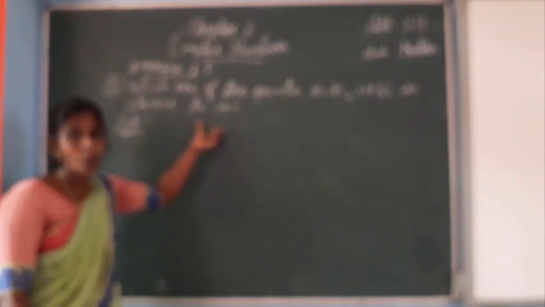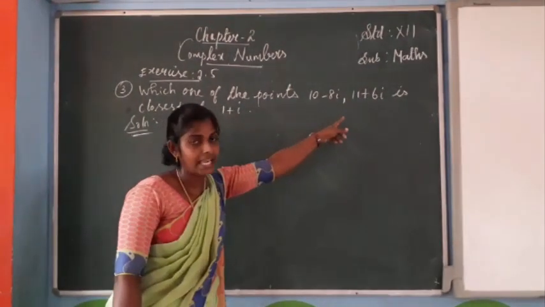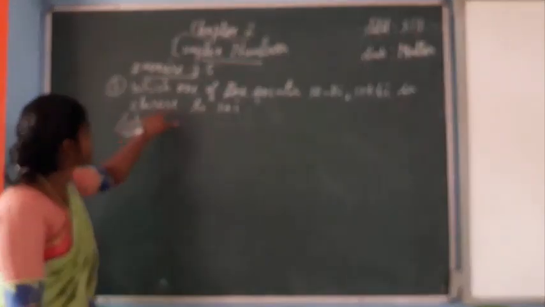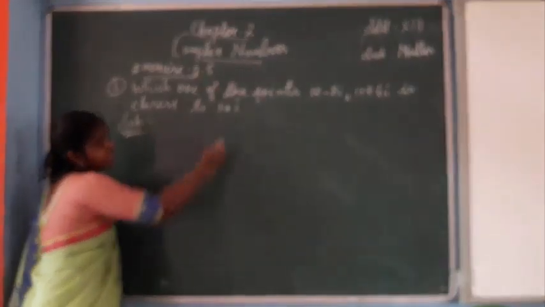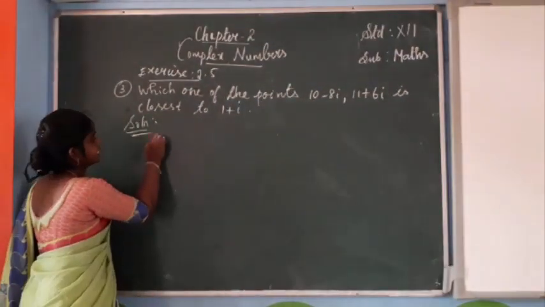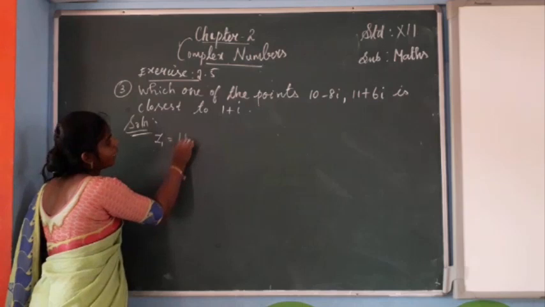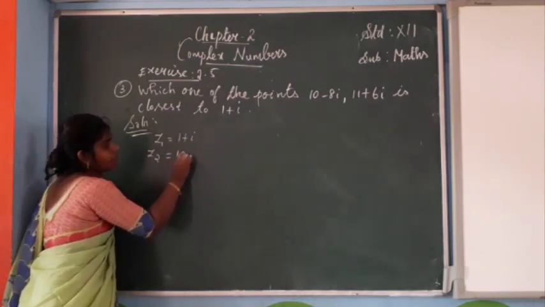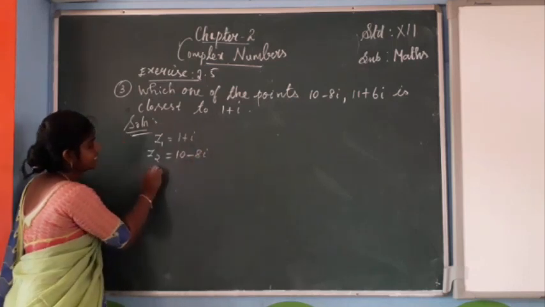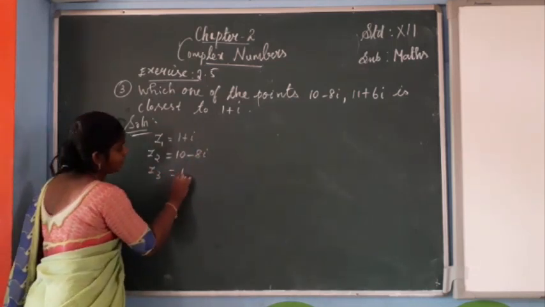So in this question, we have to find the closest point to 1 plus i. Which one of the points 10 minus 8i, 11 plus 6i is closest to 1 plus i? Z1 is equal to 1 plus i. Z2 is equal to 10 minus 8i. Z3 is equal to 11 plus 6i.